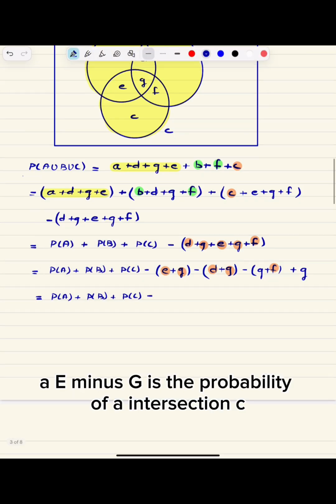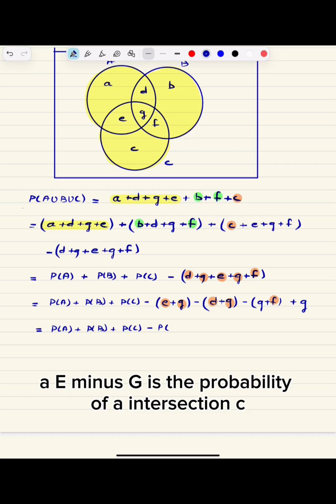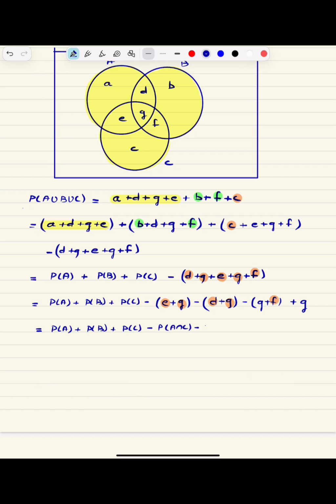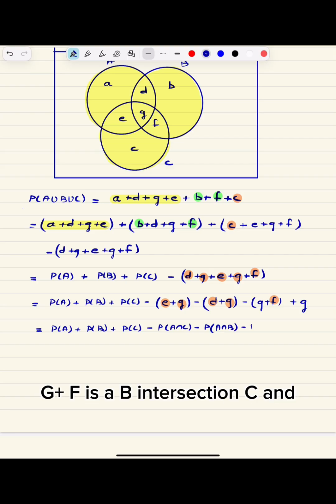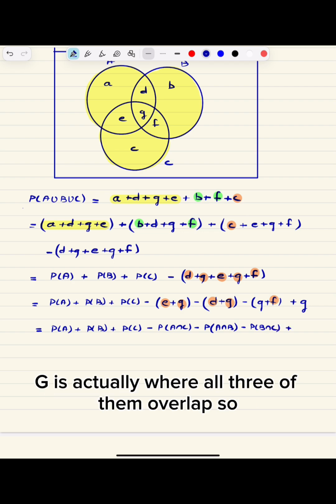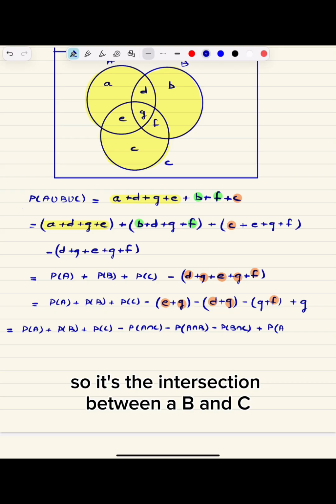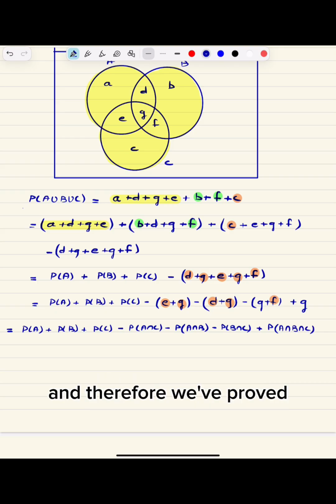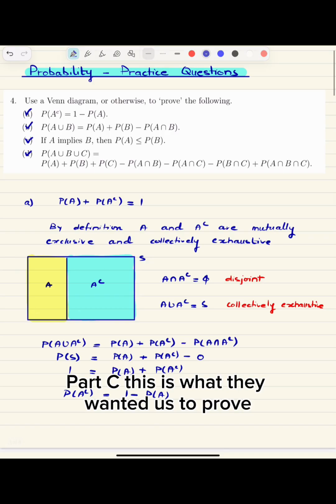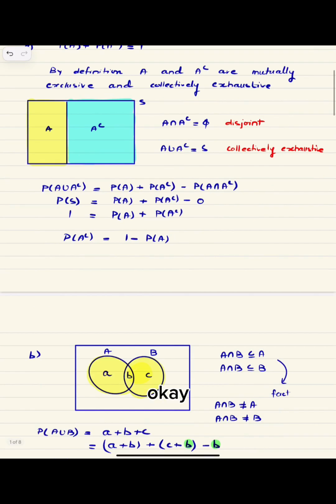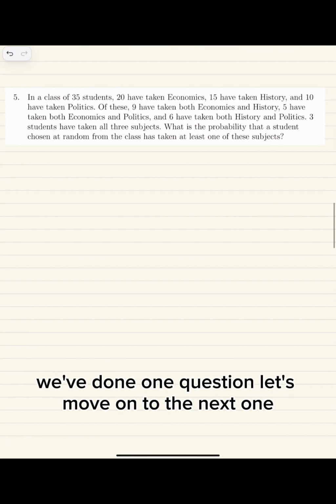E plus G is the probability of A intersection C. D and G is A intersection B. G plus F is B intersection C. And G is actually where all three of them overlap. So this is the overlap between all three sets, the intersection of A, B, and C. And therefore we've proved part D. This is what they wanted us to prove. We've done one question. Let's move on to the next one.